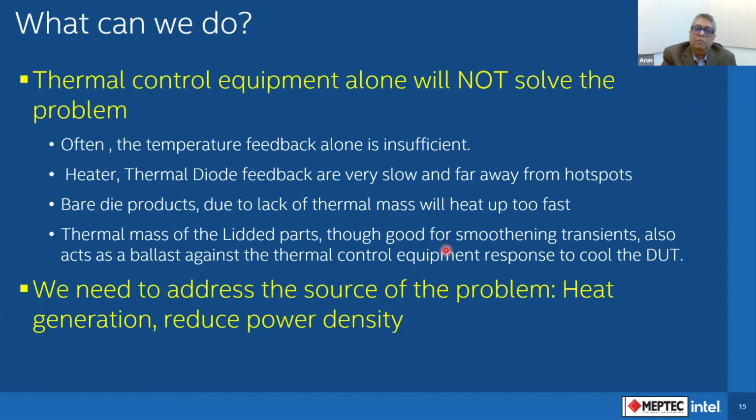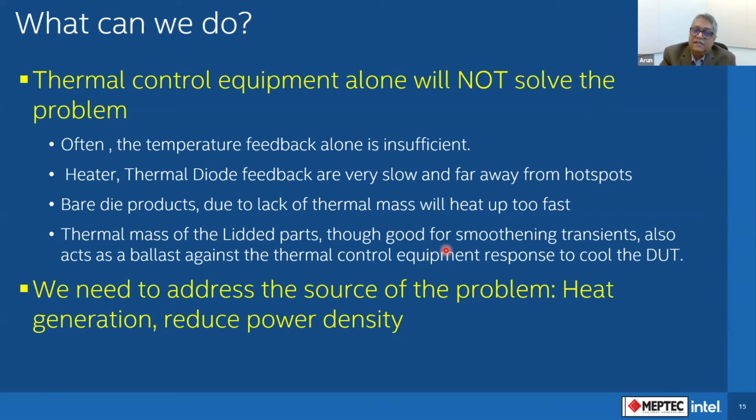Bare die have a problem because they lack thermal mass, and we don't have a very good thermal interface material, right? So they heat up very fast. The lidded parts have thermal mass because they have a nice hat on them, right? The integrated heat spreader. They smooth out transients, actually. But once the temperature is increasing, the thermal control equipment tries to act, and it is now counteracting the thermal mass, right? So it helps and at the same time is not good.